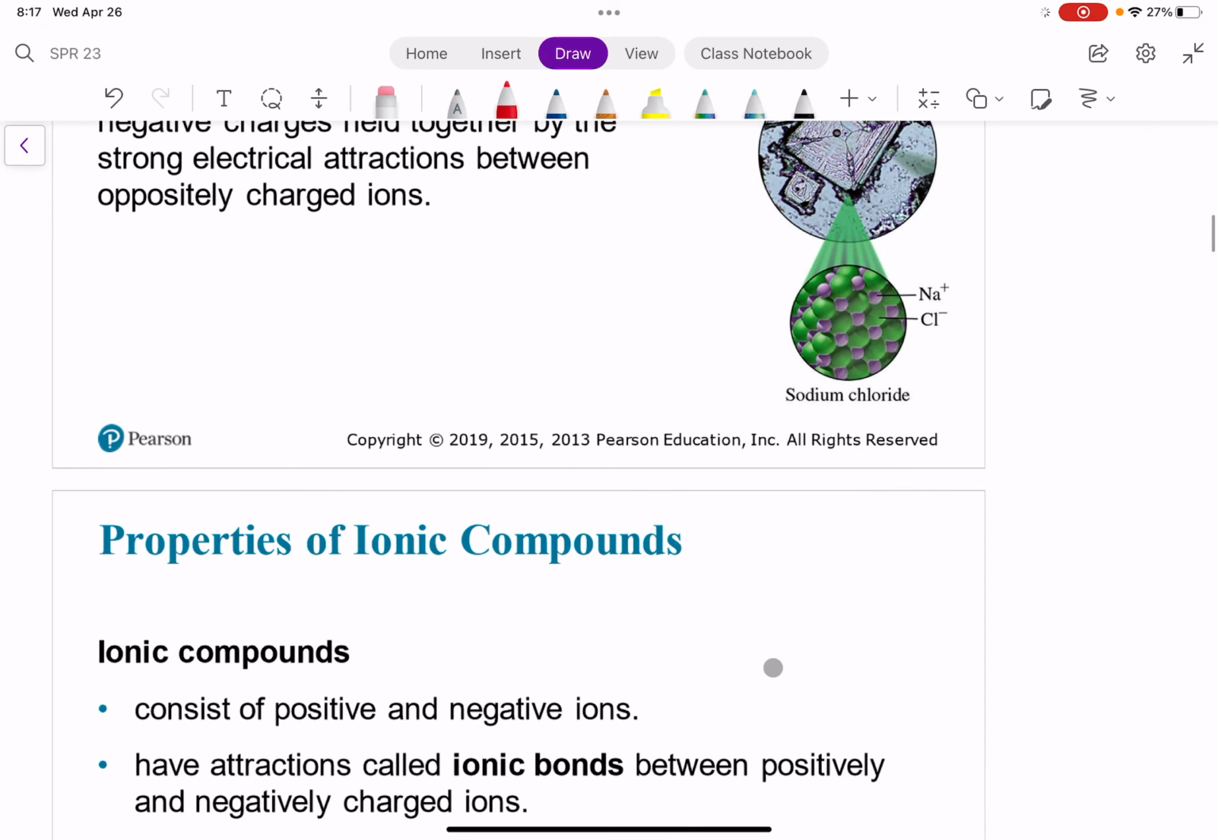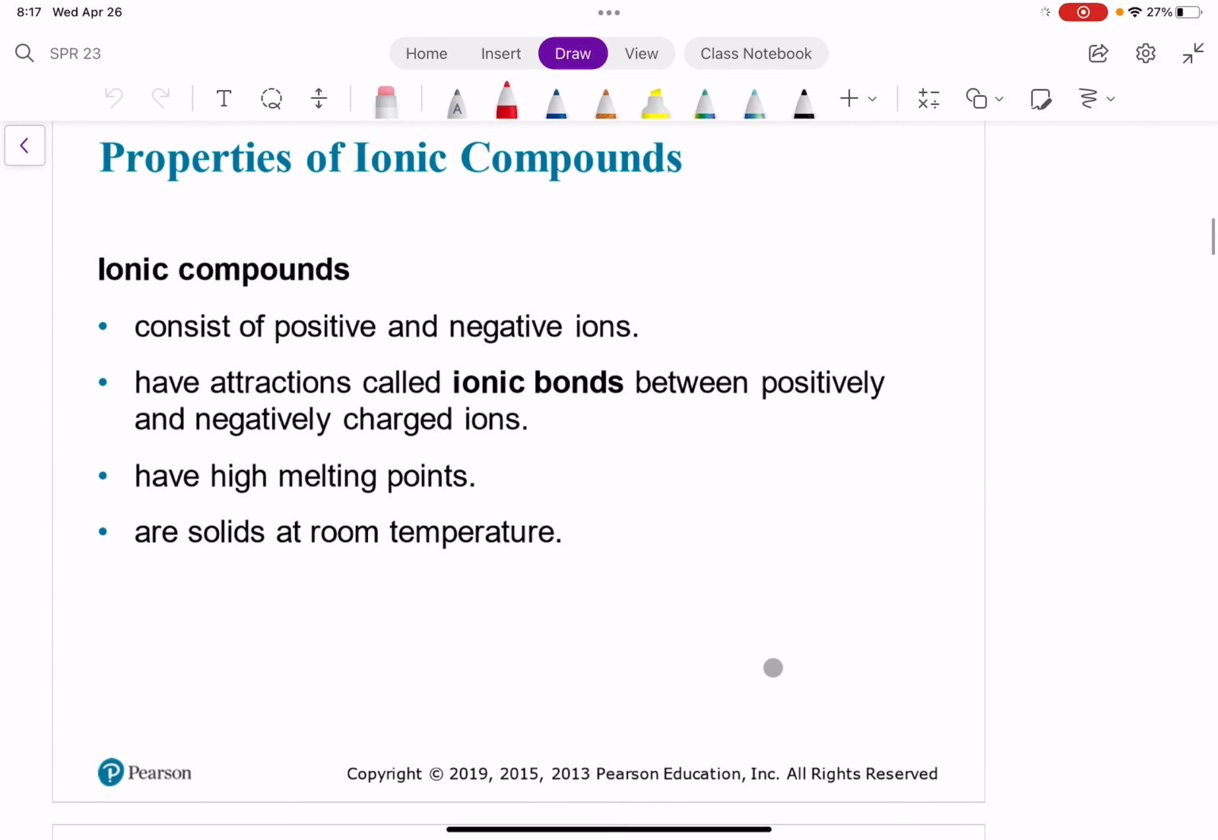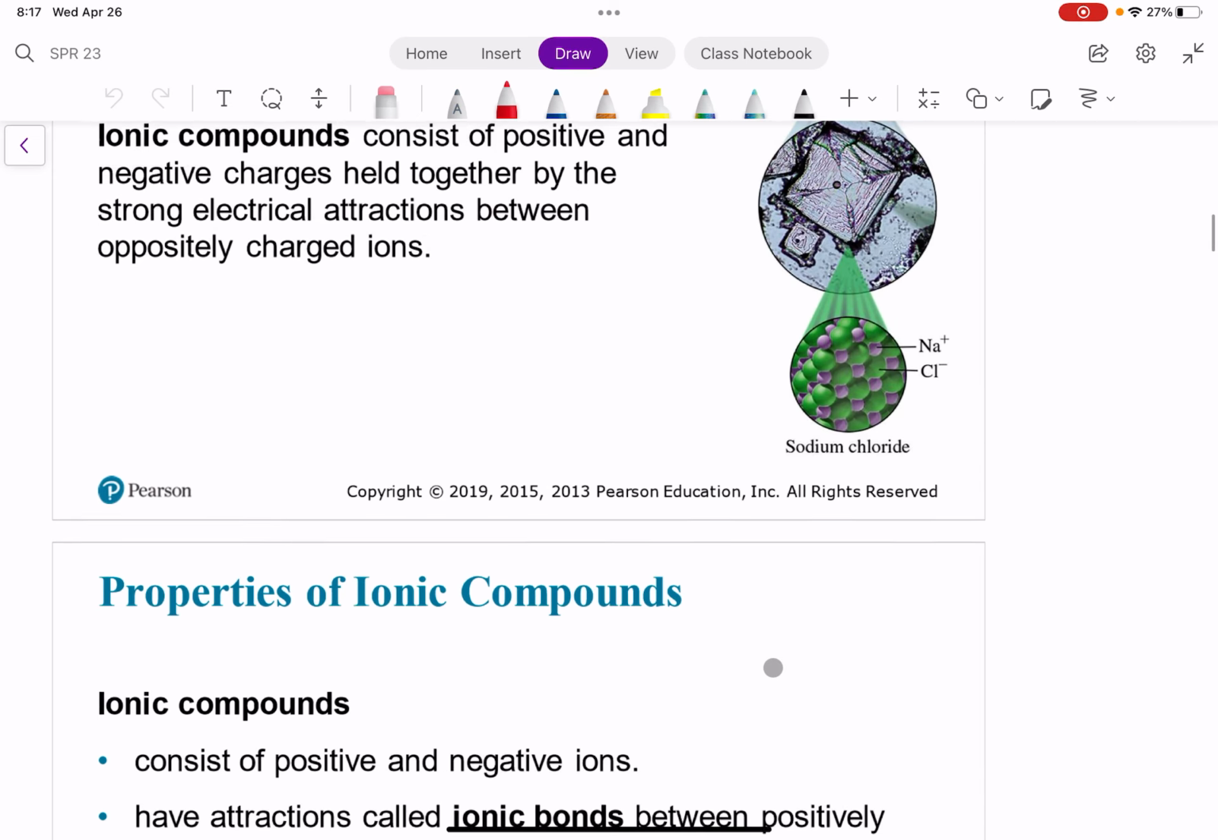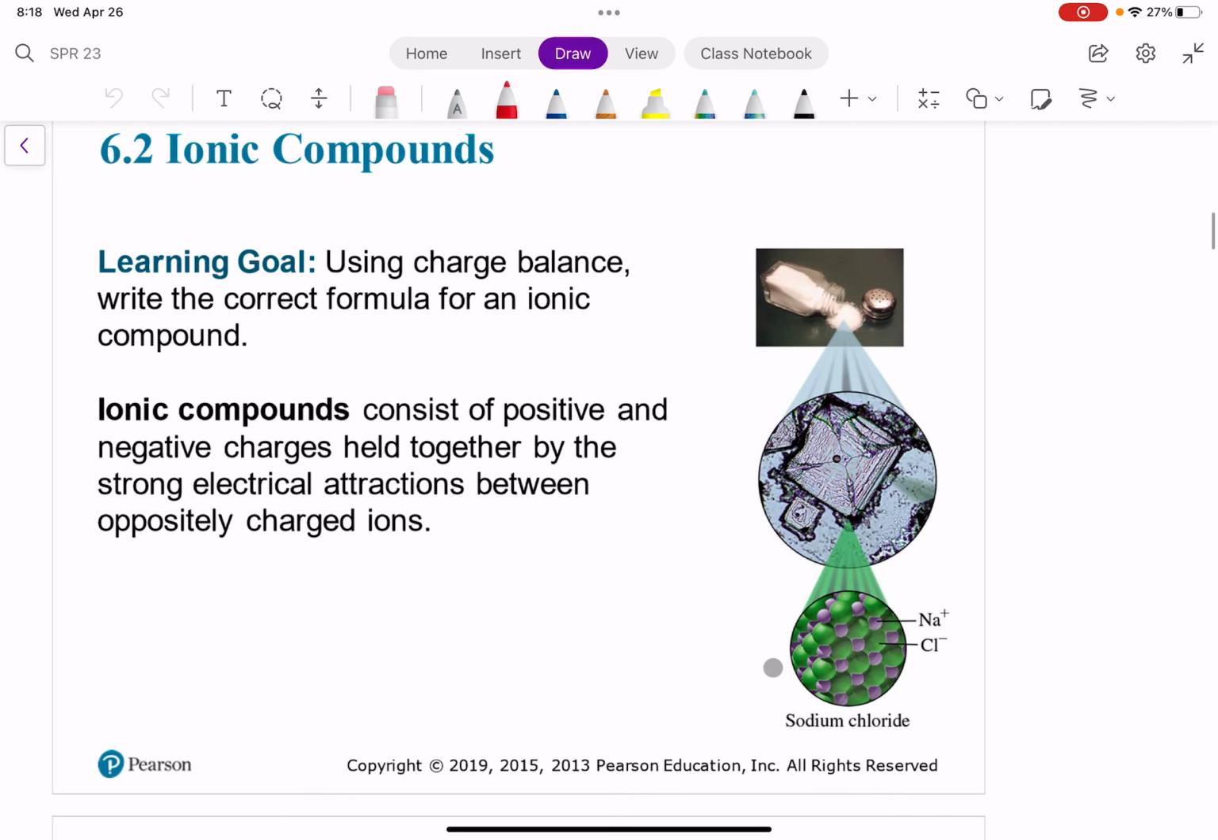Okay, so there are some properties of ionic compounds. Oh, I skipped over this. I was going to show you this. And let me move my mouse here. There we go. And get that out of the way. Okay. So I was going to show you this over here.